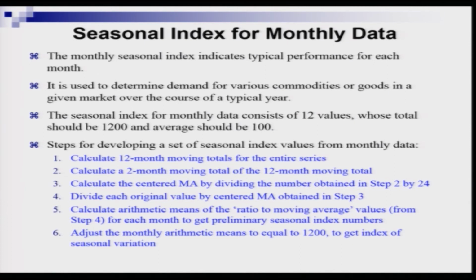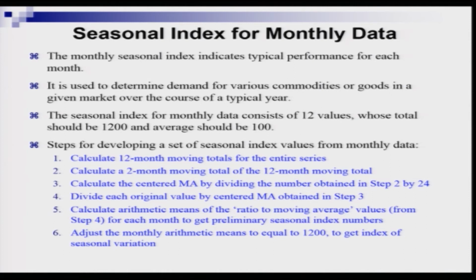And then in the last step we have to adjust the monthly seasonal index numbers such that the total becomes 1200 and the average becomes 100, so that we get the final index of seasonal variation. So, here we have given you the steps in words, but these steps are probably a bit complicated at first sight. So, this will be clear if we show you an example, and that is what we are going to do next.